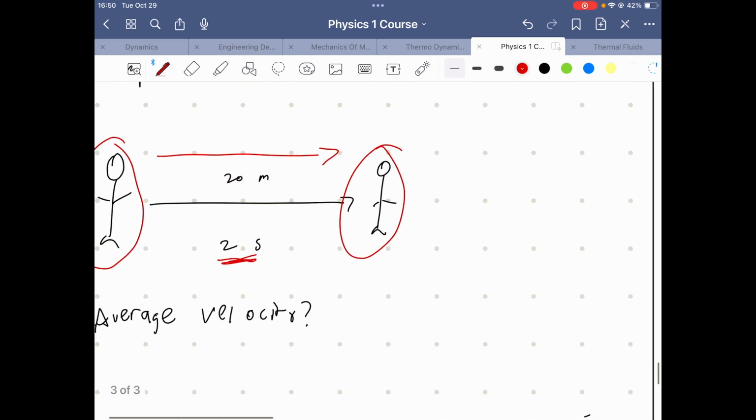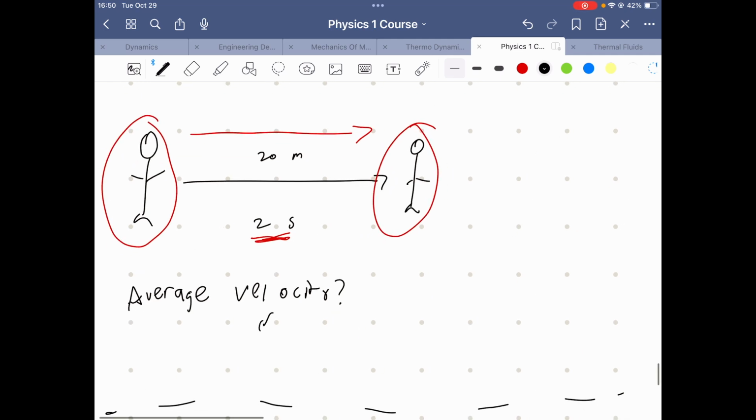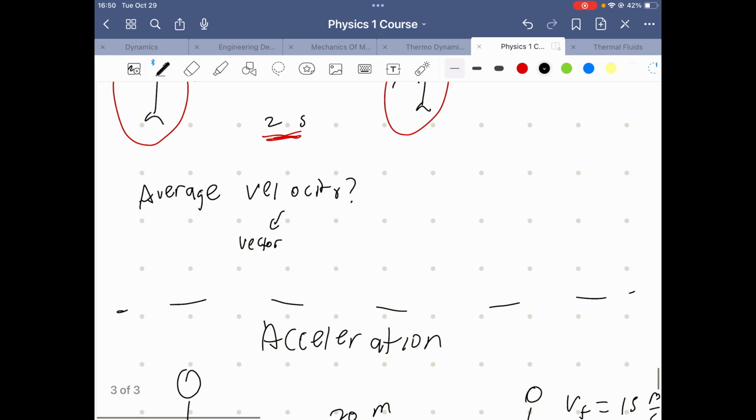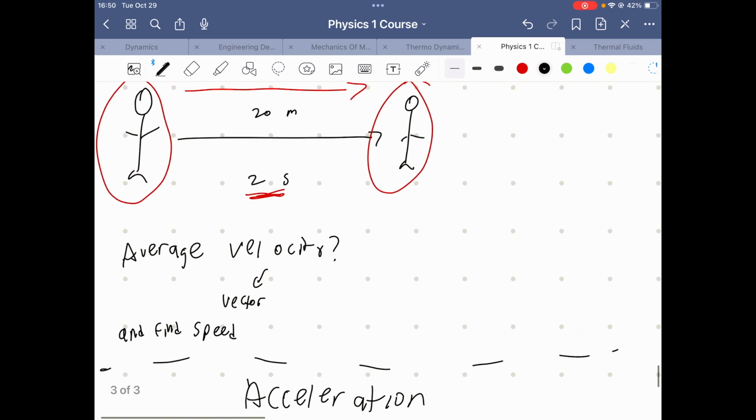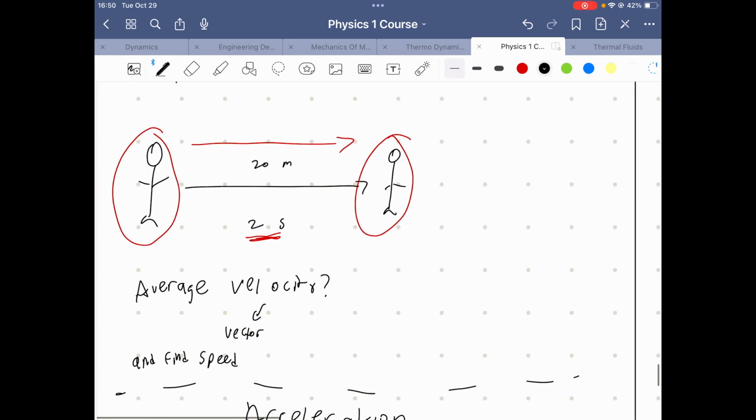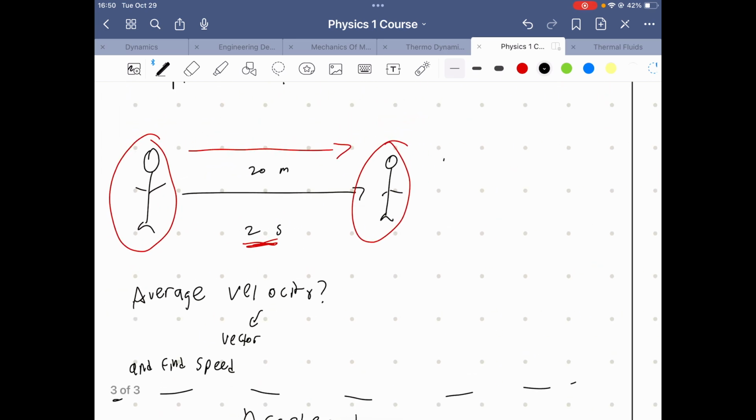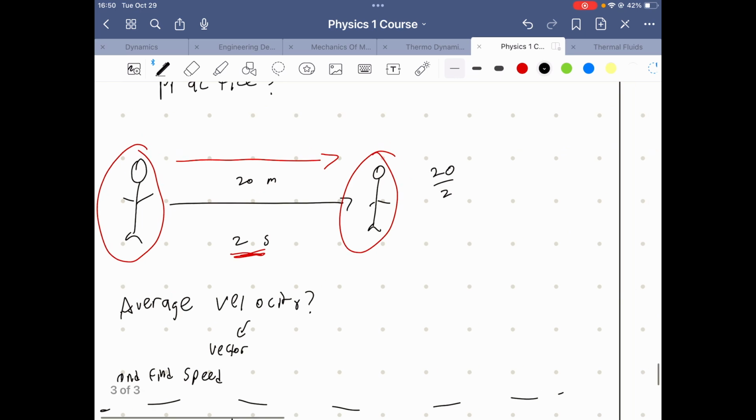Well, based off of what we said before, velocity, remember, is a vector. So we're looking for a vector. We need to put this in vector notation, which means it has to have direction and magnitude. And I'm going to even add something else here. It says, and find speed. We're going to find the speed as well. So the velocity would be 20 over 2, because we know that v is equal to x over t. So 20 over 2, and that would be 10 meters per second.